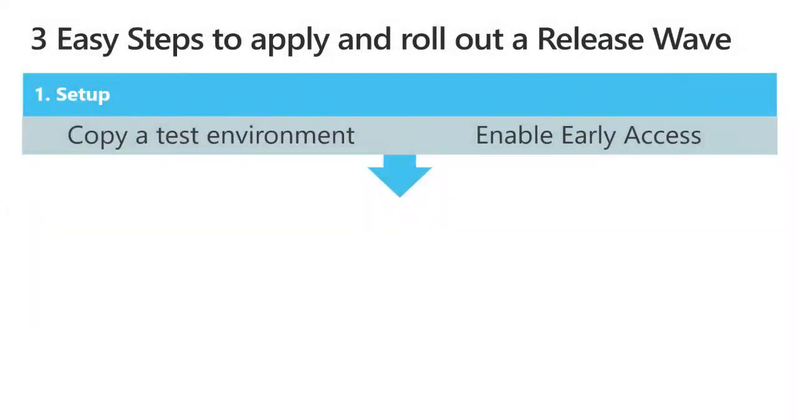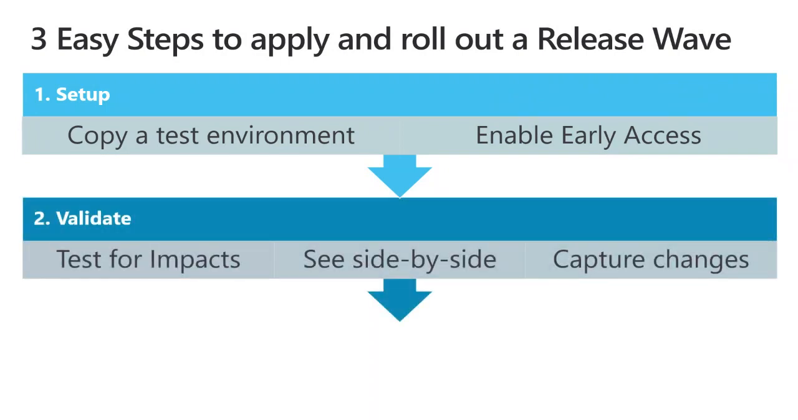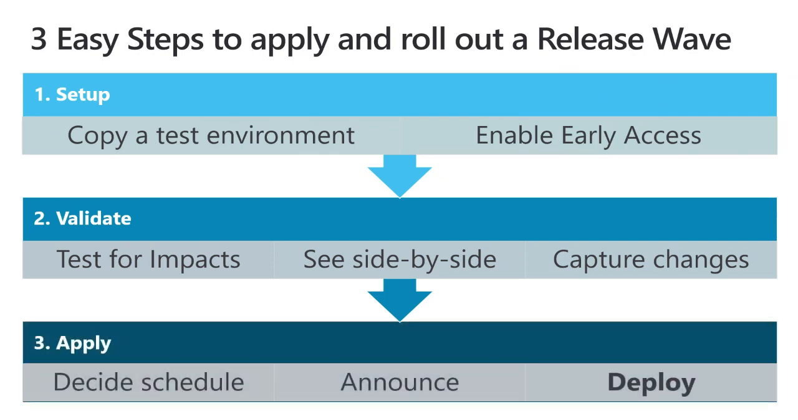So what does that look like? Well, take a test environment of your choice, enable early access, test it for validation, use that neat method that I showed you to check it side by side, right? You can capture any changes or training needs for your customers. You can apply, right? So you can decide your schedule. You know now with the release schedule of when that's going to get applied for you.